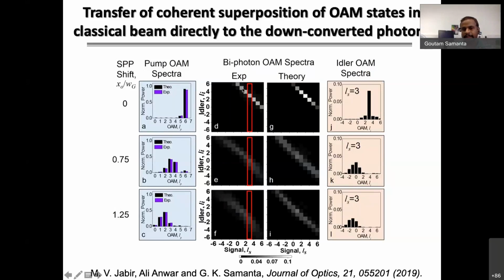Instead of a straight line here, we can see some additional OAM content in that single photon, like this one. If you enhance further, this pattern moves from here to there, with a broad spectrum. So simply by changing the OAM mode of the pump, we can create single photons with different OAM modes.